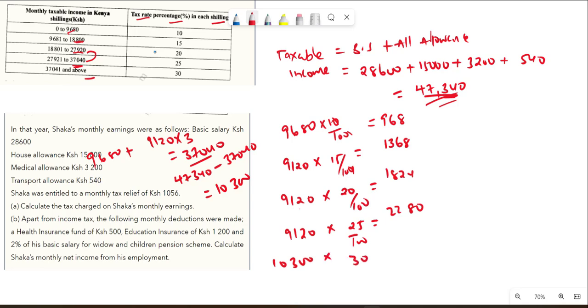So we're going to take this 10,300 and tax it in the final bracket, and that will be 10,300 multiplied by the last percentage, which is 30%. We're going to add the amounts on the right side, 968, 1,368, and the rest. When you add them together, we get an amount equivalent to 9,530. But this amount is normally called gross tax. Gross tax is not the final amount a person pays as tax. We're going to deduct money we call the tax relief, and Shaka was awarded a monthly tax relief of 1,056. So 9,530 minus 1,056 will give us the PAYE.